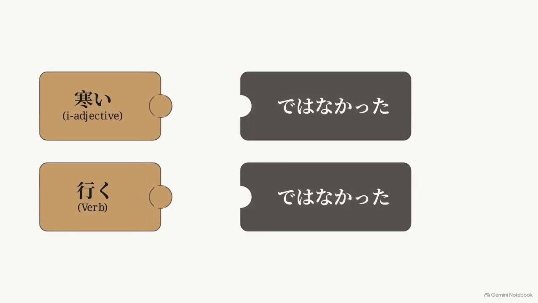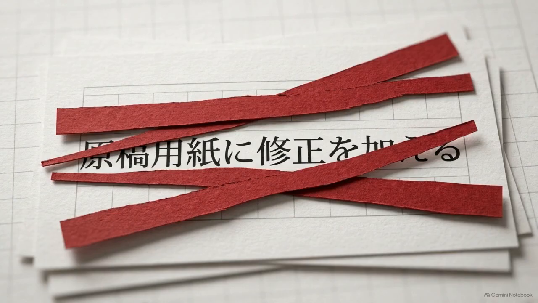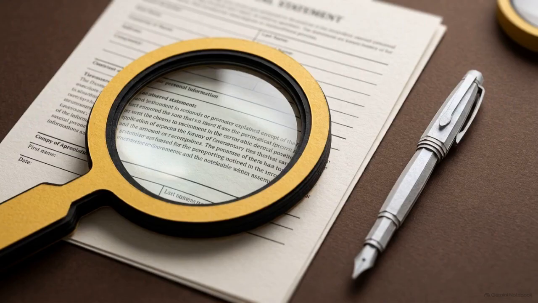You cannot use this structure with every word class. Words like samui, which is an I adjective, or iku, a verb, are strictly forbidden from connecting to de wa nakatta. These categories have their own independent systems for past negative conjugation. Attempting to force de wa nakatta onto them results in a grammatically broken sentence. By isolating this grammar strictly to nouns and na-adjectives, you ensure the structural integrity of your Japanese writing.